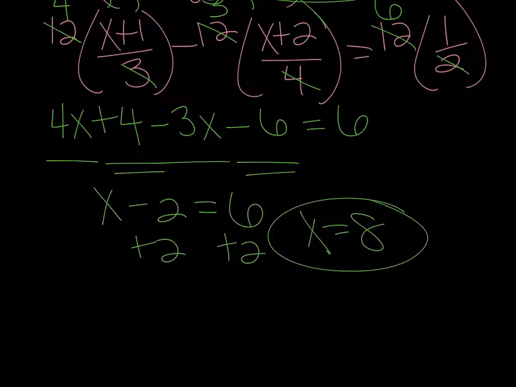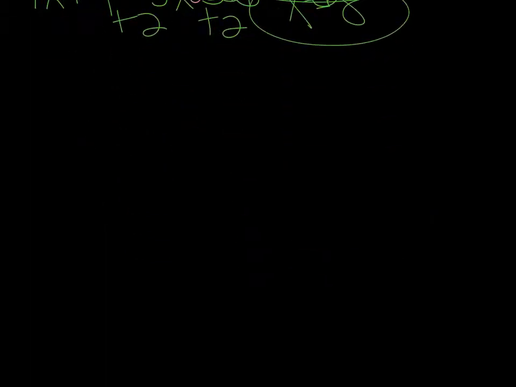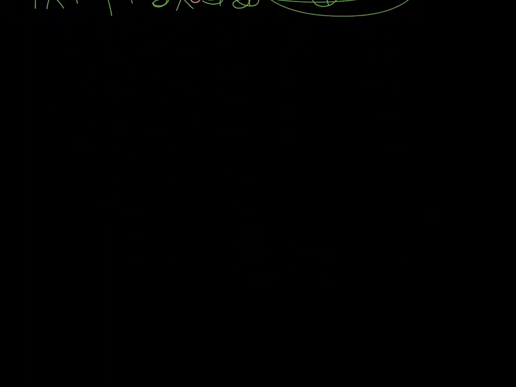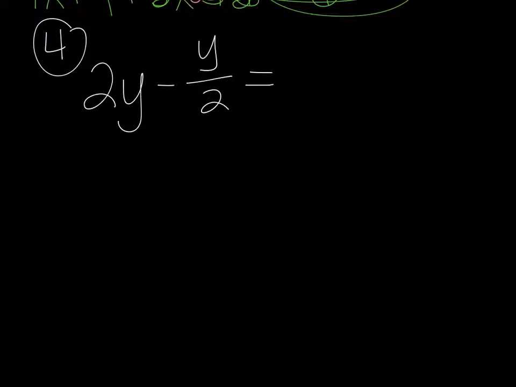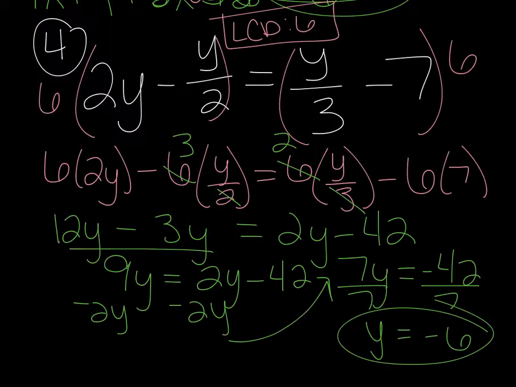No? Okay, I'm going to have you try this next one on your own. I want you to try 2y minus y over 2 equals y over 3 minus 7. Hopefully we all got y equals -6. If not, try to see where you went wrong.